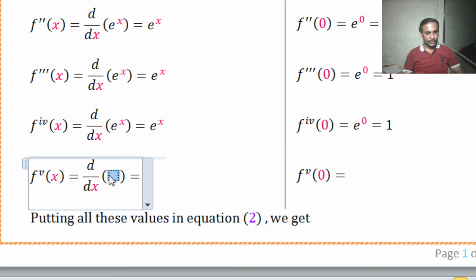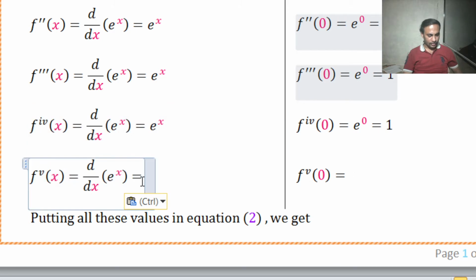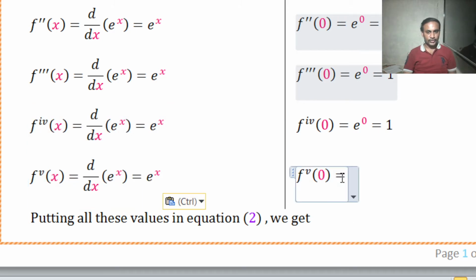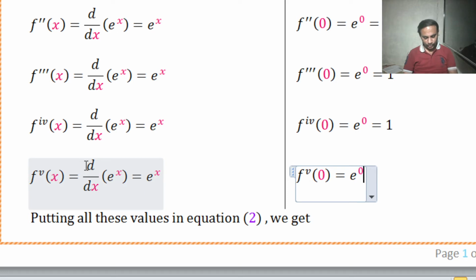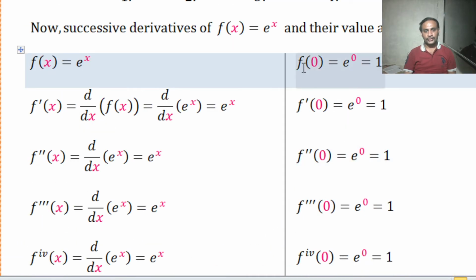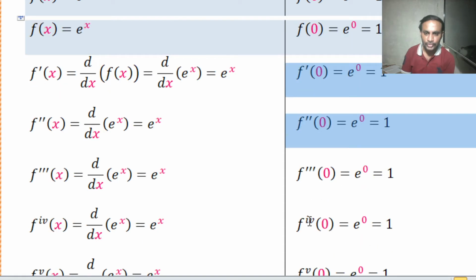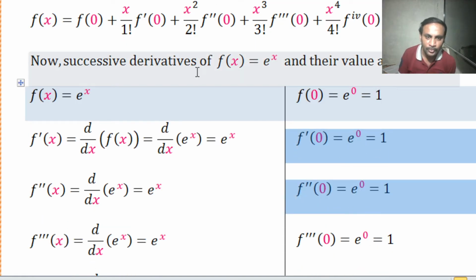Now again, in the fifth derivative we are taking the derivative of the fourth derivative e raised to x, and again the derivative of e raised to x is e raised to x. After putting x equal to 0 in that derivative, we get e raised to 0, which is equal to 1. Now if we observe all these values, f of 0, f dash of 0, f double dash, f triple dash, the fourth derivative at 0, the fifth derivative at 0, all these terms are 1.